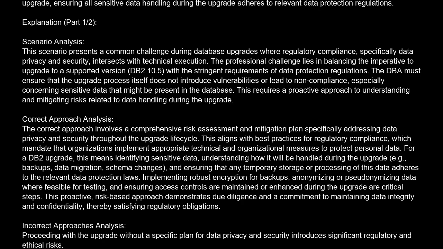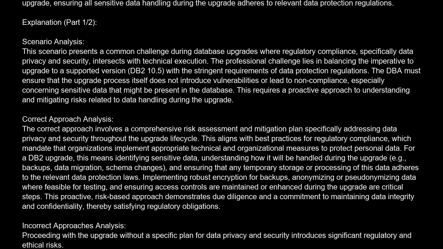For a DB2 upgrade, this means identifying sensitive data, understanding how it will be handled during the upgrade, e.g., backups, data migration, schema changes, and ensuring that any temporary storage or processing of this data adheres to the relevant data protection laws. Implementing robust encryption for backups, anonymizing or pseudonymizing data where feasible for testing, and ensuring access controls are maintained or enhanced during the upgrade are critical steps. This proactive, risk-based approach demonstrates due diligence and a commitment to maintaining data integrity and confidentiality, thereby satisfying regulatory obligations.